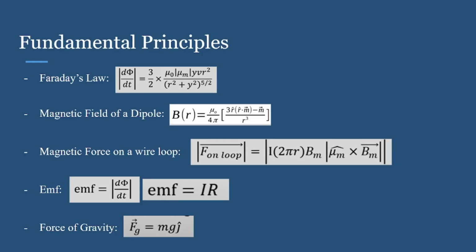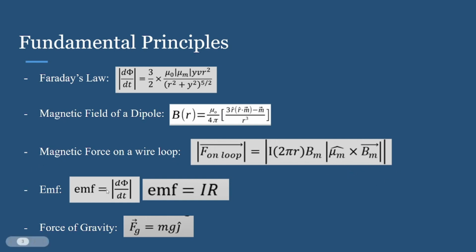So here are the fundamental principles. We have Faraday's law, which is going to calculate the magnitude of the change in flux over the change in time. Then we have the magnetic field of a dipole, which is k times basically the same thing as for a charge, except you replace the p vector with an m vector. Then we have the magnetic force on a wire loop, which is this equation right here. This cross product is really important.